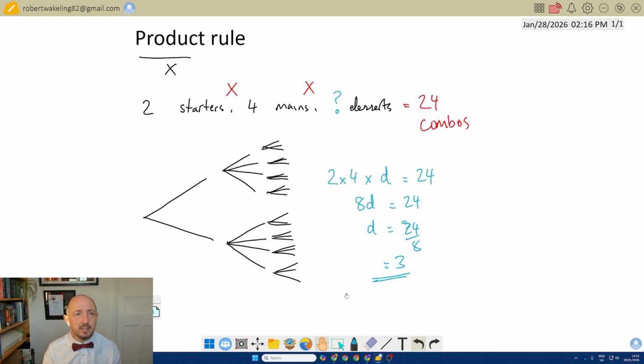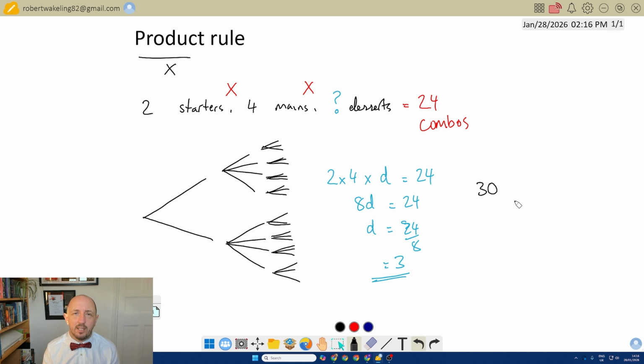There is one exception to this that's come out recently, where you might have 30 students in a class and they want to pick 3 students. How many different possible combinations can we have?